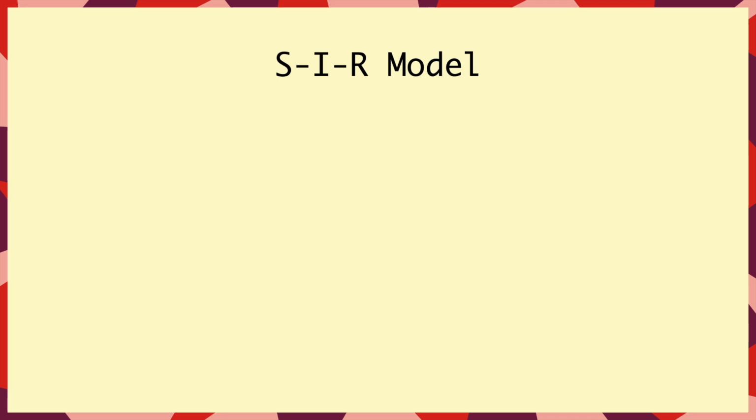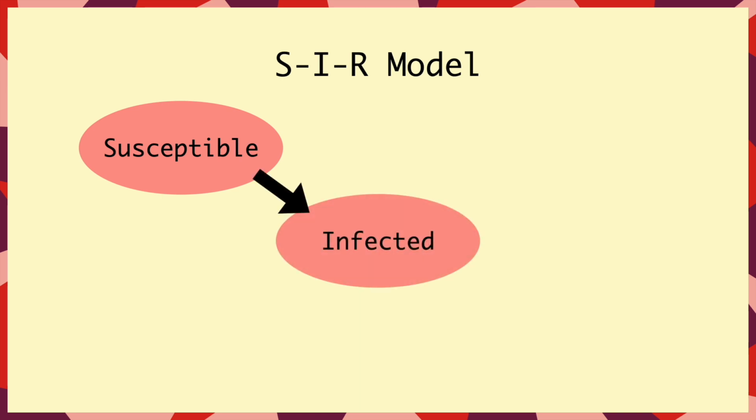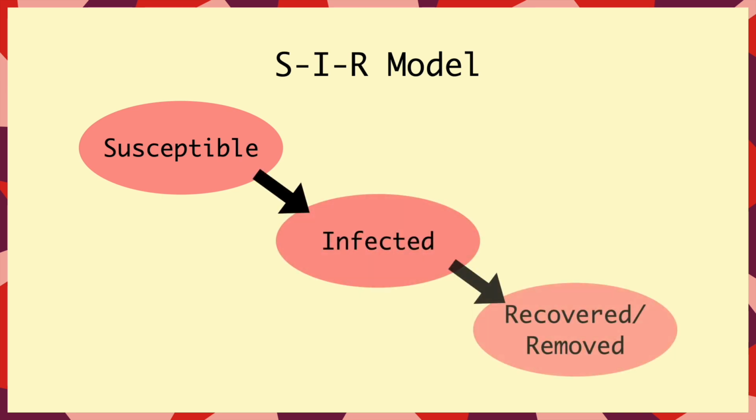Hello and welcome. Today we're going to be taking a look at the SIR model, a commonly used method for modelling the spread of infectious diseases. And in its most basic form, the SIR model splits the population into three categories. You're either susceptible, so you could catch the disease, or you're infected, or you're in the last group, which we call recovered or removed. And that means you're either immune to the disease now, or you might be dead. Either way, you can't catch the disease again, which is all we care about for now.